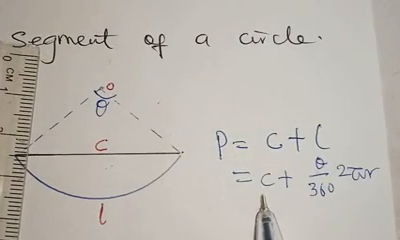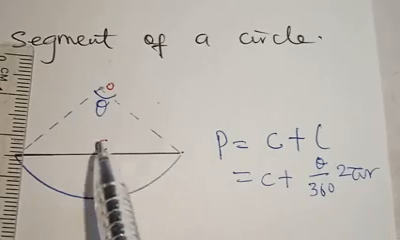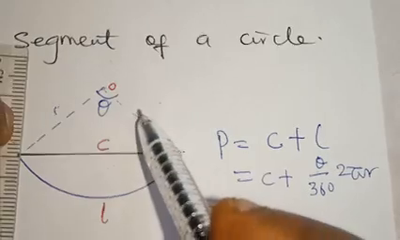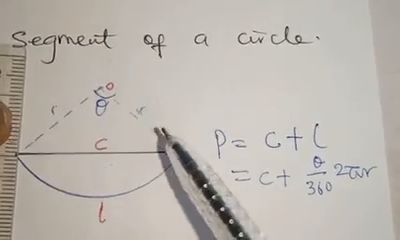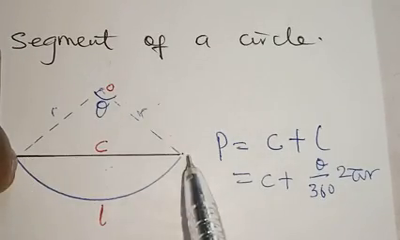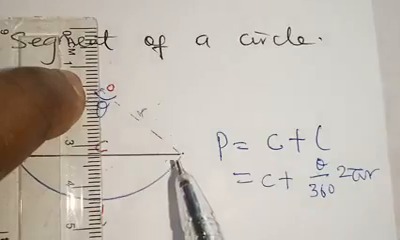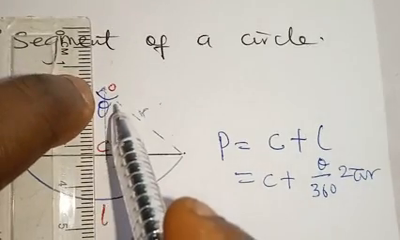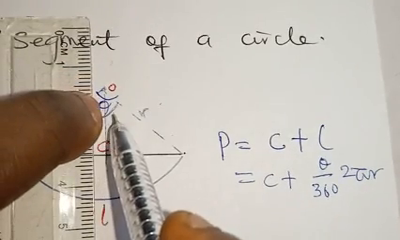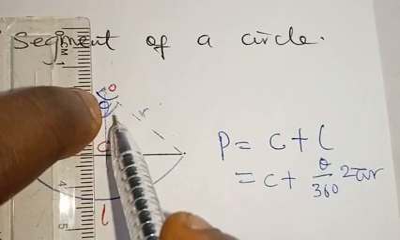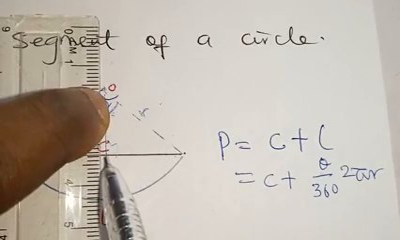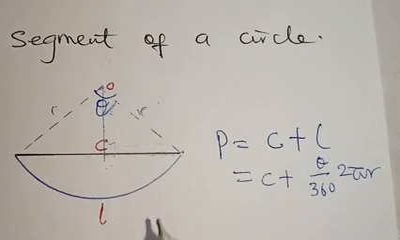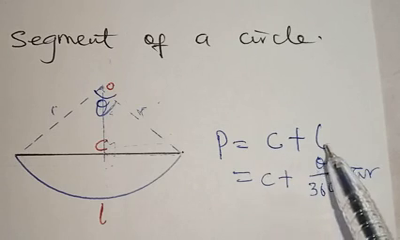How do I calculate my C? If I have this kind of triangle and I have this as r, and this as r, I could use the cosine rule to find my C. And I could also decide to divide this into two equal parts. So whatever angle I have here, half of it will be here. And I can also use my trig ratio formula to find this. And once I get this part, I multiply by 2. That will give me the whole of this. So the formula is C plus L.